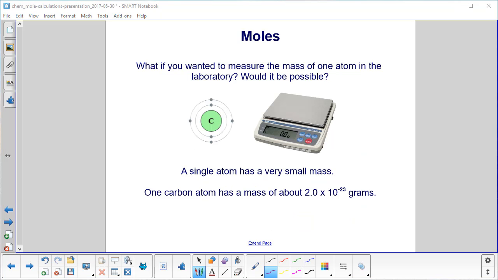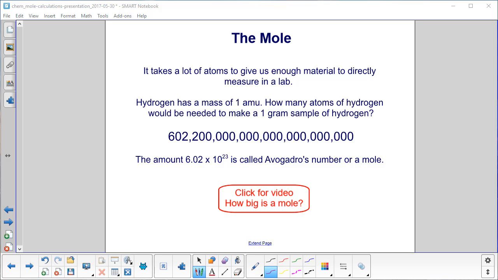That's what that means. What if you wanted to measure the mass of one atom in the laboratory? Would it be possible? Well, a single atom has a very small mass. One carbon atom has a mass of about 2 × 10⁻²³ grams. So there's no way you could put one on a scale and measure it. Nothing we have is that accurate or goes to that layer of detail. Also, how would you trap the one atom and know that you had it? So basically we measure the mass through indirect methods, kind of like the Millikan oil drop experiment or through mass spectrometry. But you can't measure it directly.